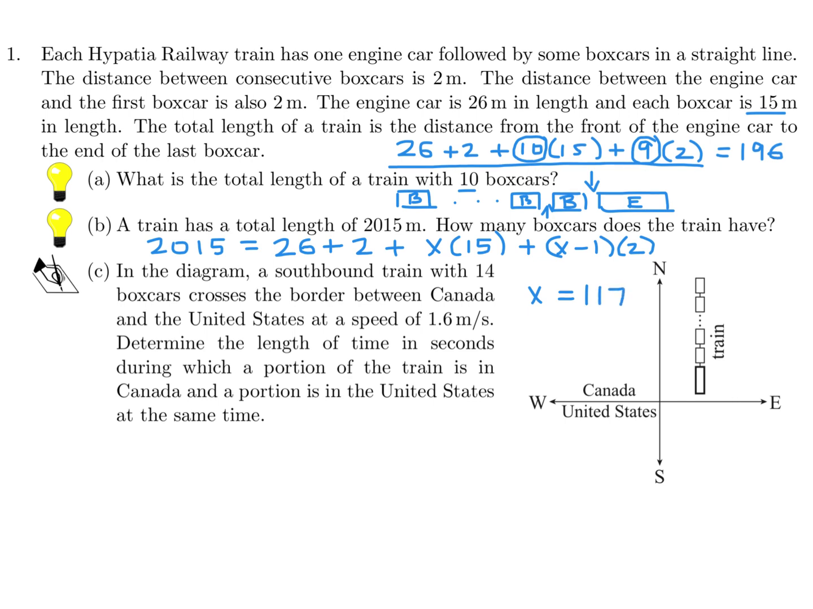In the diagram, a southbound train with 14 boxcars crosses the border between Canada and the United States at a speed of 1.6 meters per second. Determine the length of time in seconds during which a portion of the train is in Canada and a portion is in the United States at the same time.